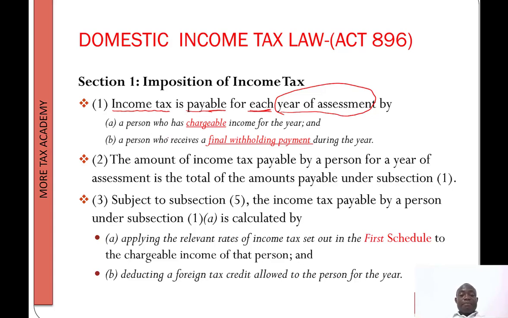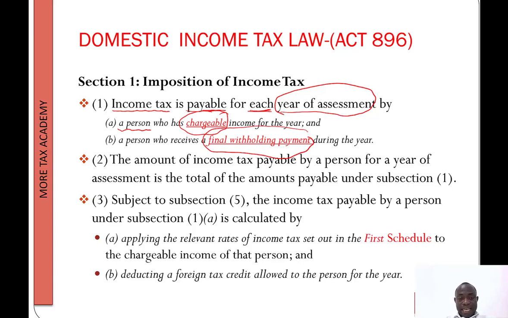Now A says that a person who has a chargeable income, and I've underlined the words chargeable income, for the year. And please pay attention to the word person, because we'll come and look at the various persons that we are talking about here. Okay, so he's saying that any person who has a chargeable income for a year must pay tax for the year. And B says a person who has a final withholding payment. I've also underlined this one, but we'll come to this final withholding payment concept later.